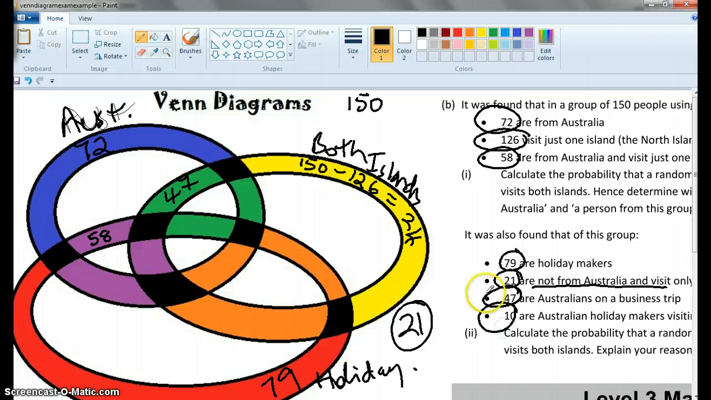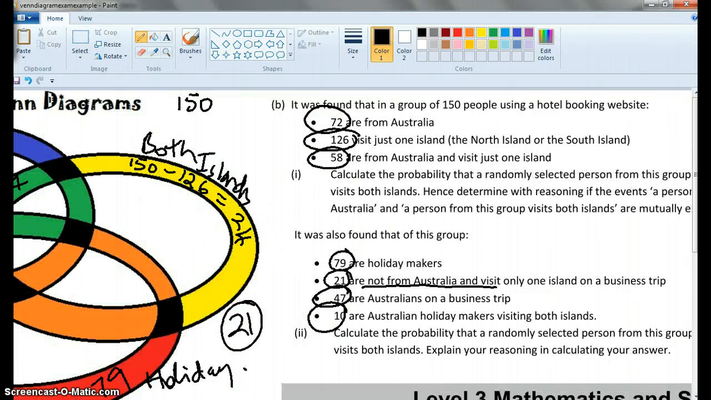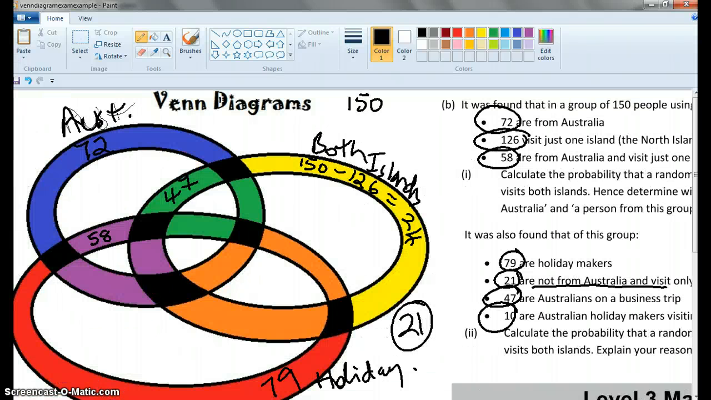10 are Australian holiday makers visiting both islands. Visiting both islands on holiday from Australia. 10 goes smack bang in the middle there. Okay, now what do we do with those numbers? For example, this and this and this, we know adds up to what?